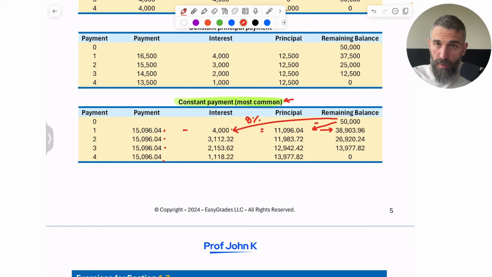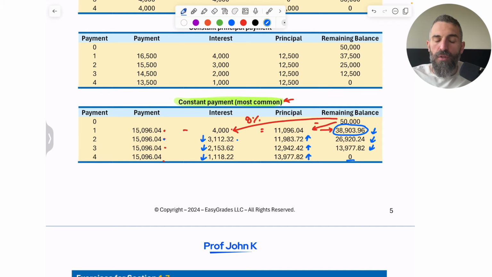So in the following payment, your payment doesn't change. It's still $15,096, but now you only owe interest on $38,000. So you see the interest portion is decreasing with every payment because your balance is decreasing with every payment. And consequently, your principal portion is increasing every payment because there's more left over to pay off your debt. And at the end, you've paid it off perfectly. That's how these loans work, okay?